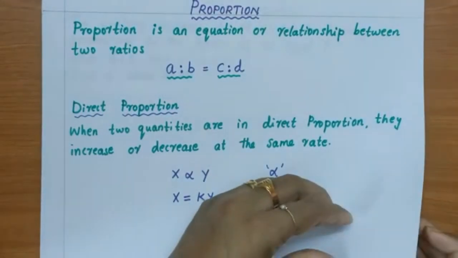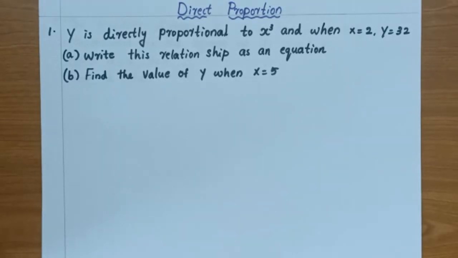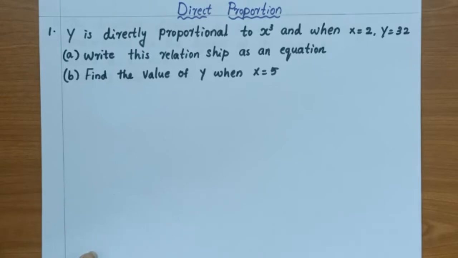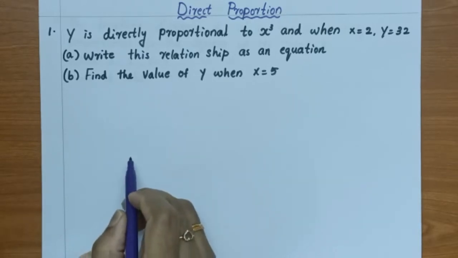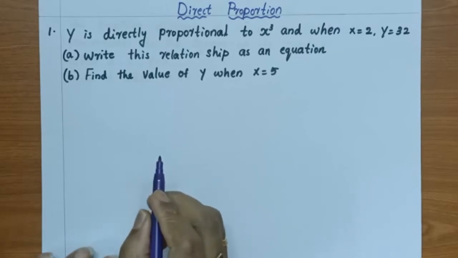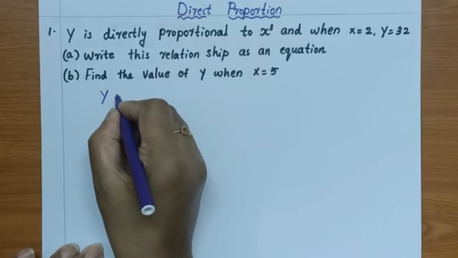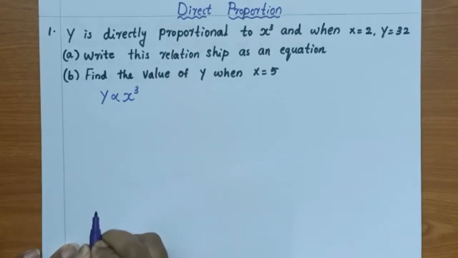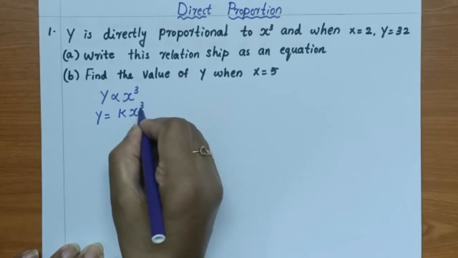Then example, question number 1. y is directly proportional to x cube, and when x equal to 2, y equal to 32. Question number A, write this relationship as an equation. So y is directly proportional to x cube. That means we can write using the proportionality symbol, y is directly proportional to x cube. When we are removing the proportionality symbol, y equal to kx cube.